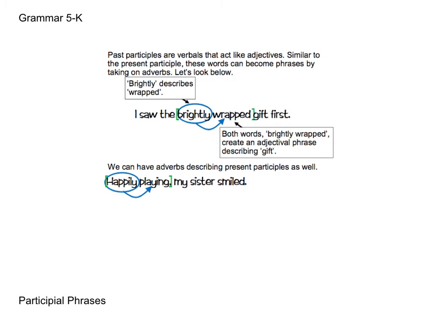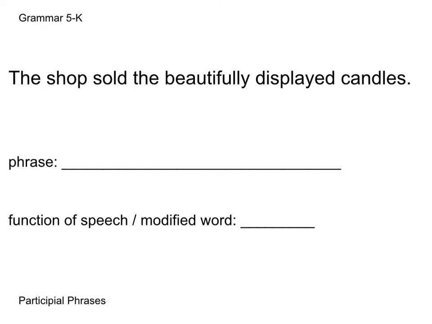Happily playing, my sister smiled. So now let's look at two examples outside of the book. The shop sold the beautifully displayed candles. Once again, I'm going to find my subject, shop, and my verb, sold. And then what is the direct object? It's candles. Is it being modified?